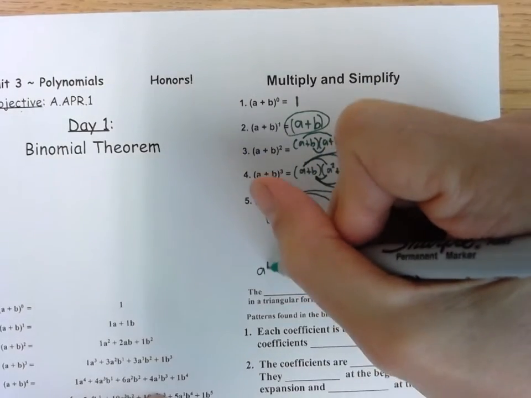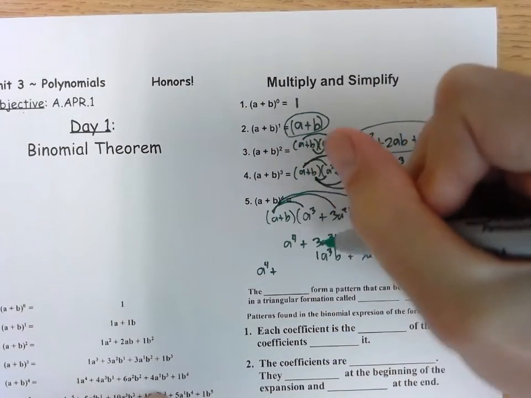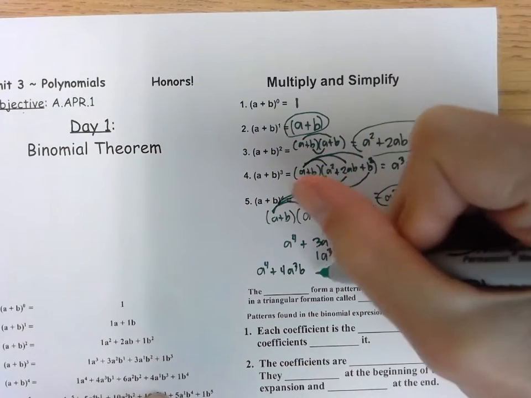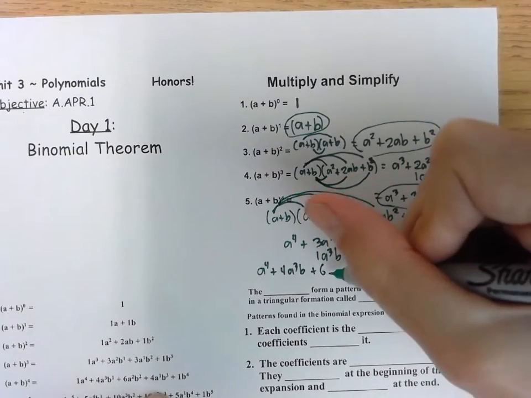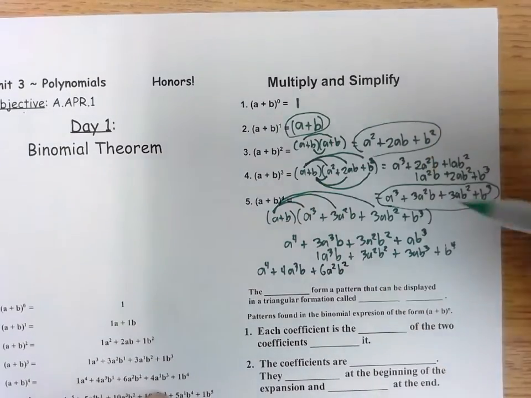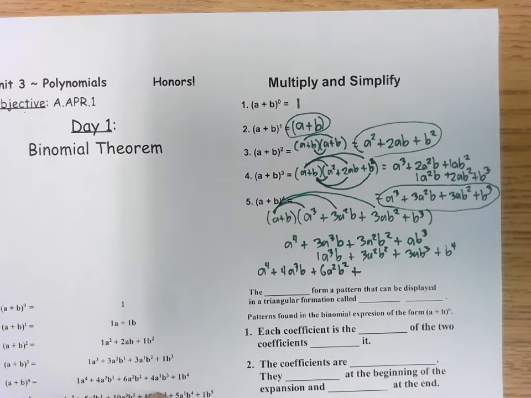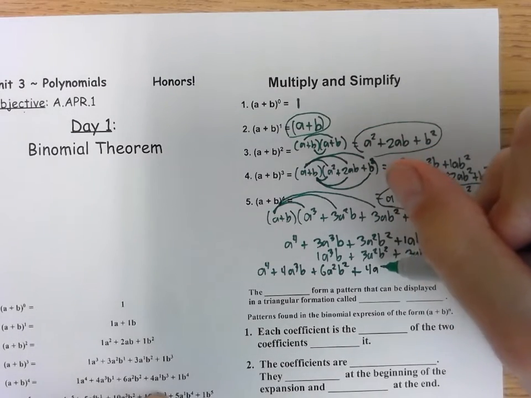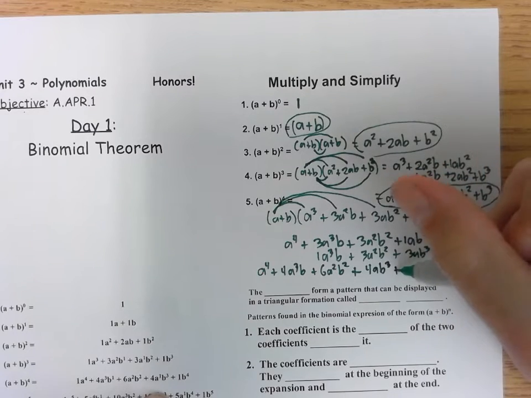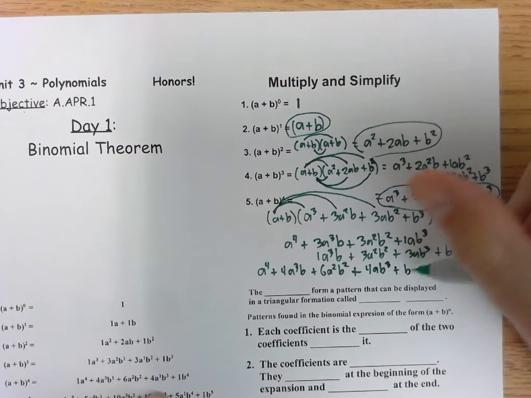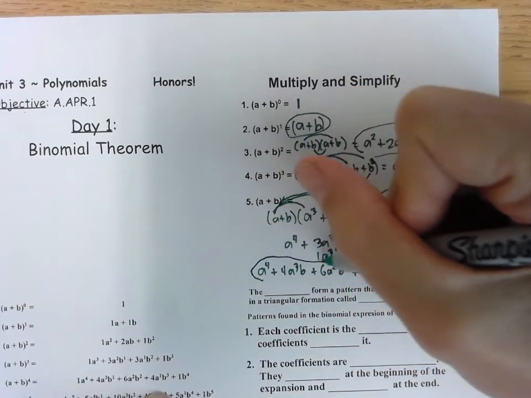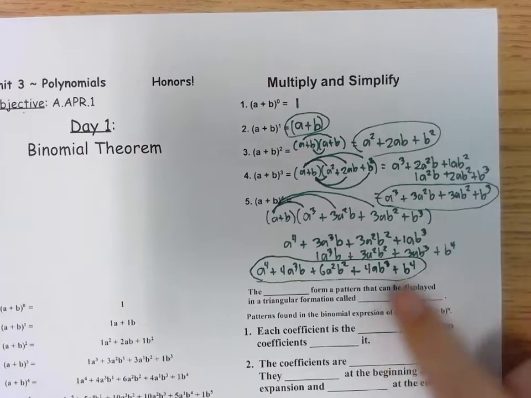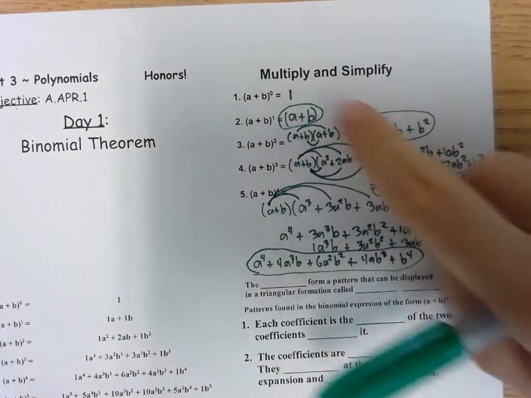So it's going to be a to the fourth plus 4, that's a 1, a cubed b plus 6a squared b squared plus another 1 and 3, so 4ab cubed plus b to the fourth power. So it's a lot of work just to get all those. And I'm not going to ask you to do all that, but I want you to see the progression of what those look like.